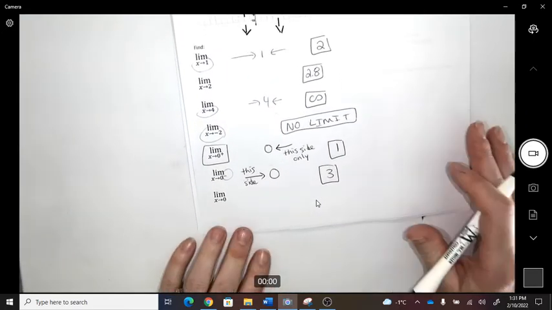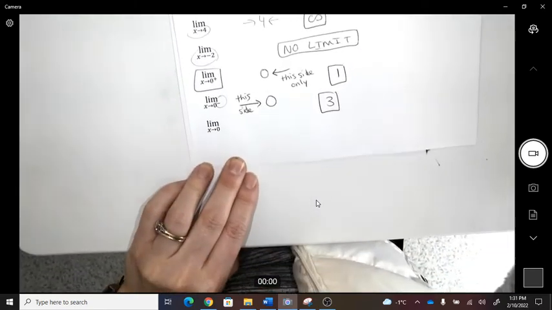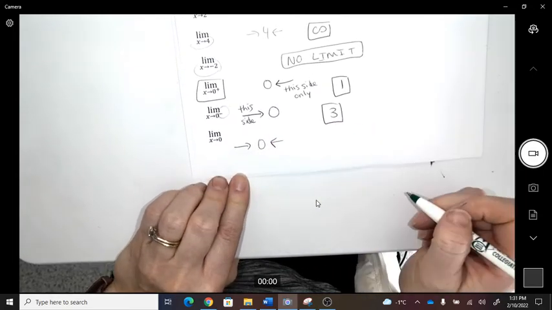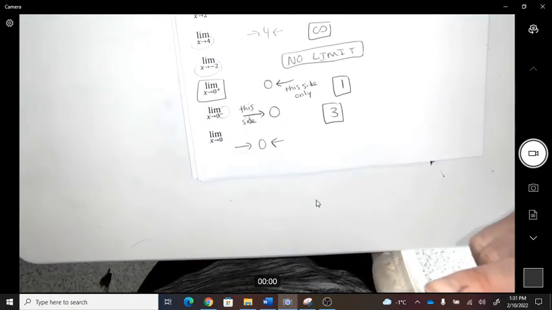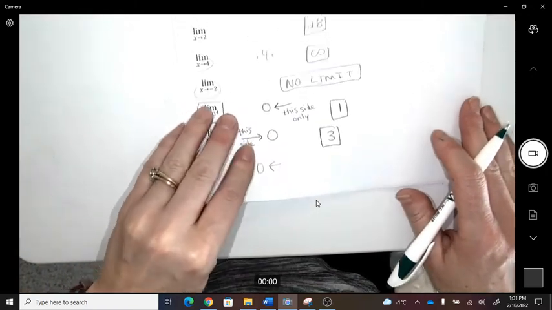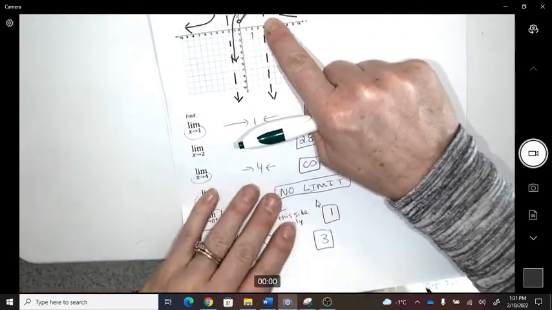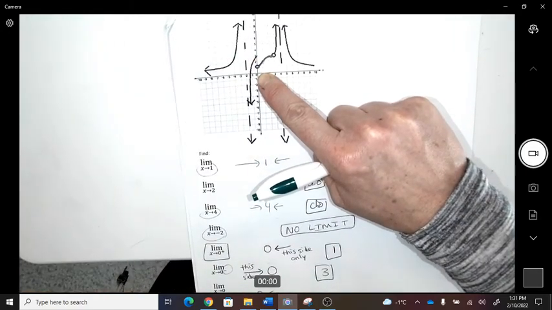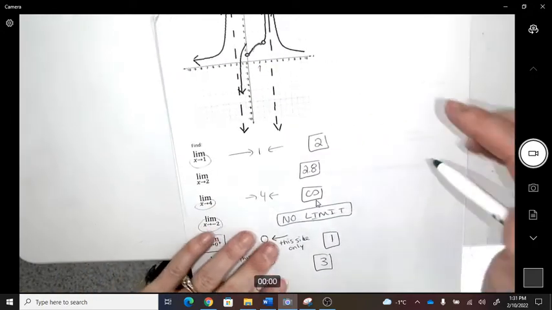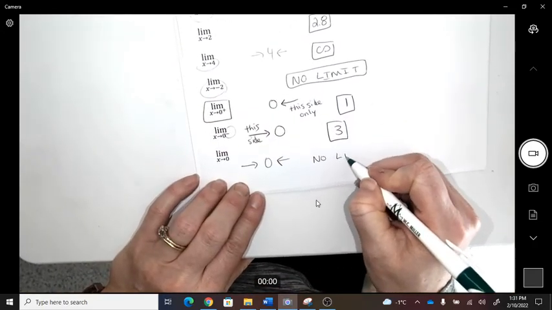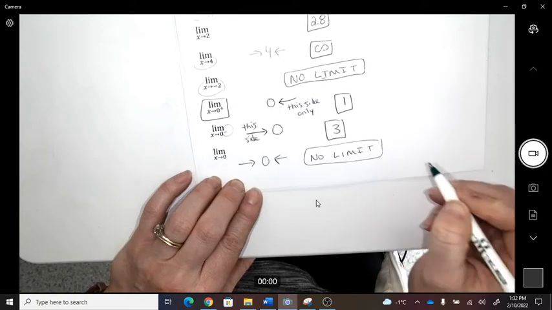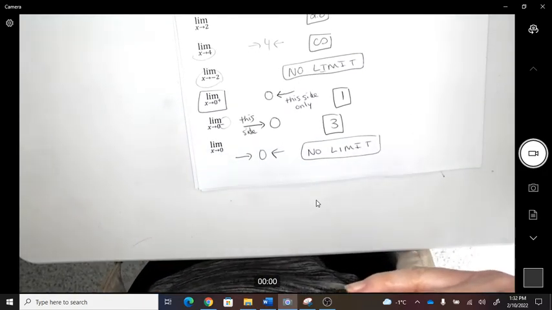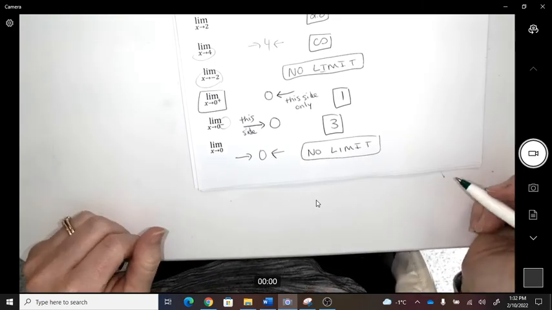Okay, and the last question is, as the graph got closer to 0, so now I have to consider both directions. So what happened when we went close to 0 from this direction and this direction? We went to two different locations, right? So what do we say? There's no limit. If you're going to go from both directions and you're not going to get to the same location, then there's no limit.